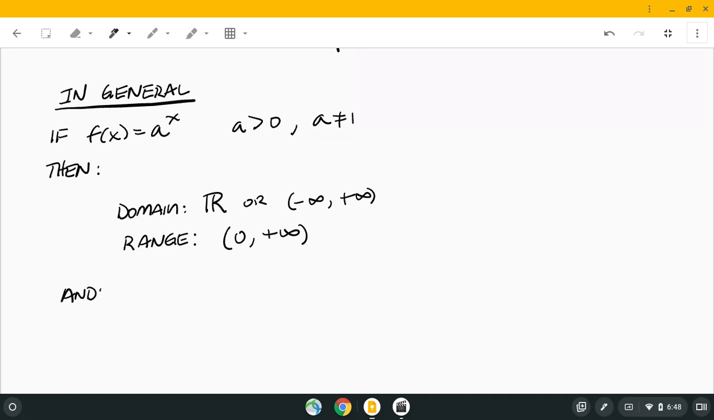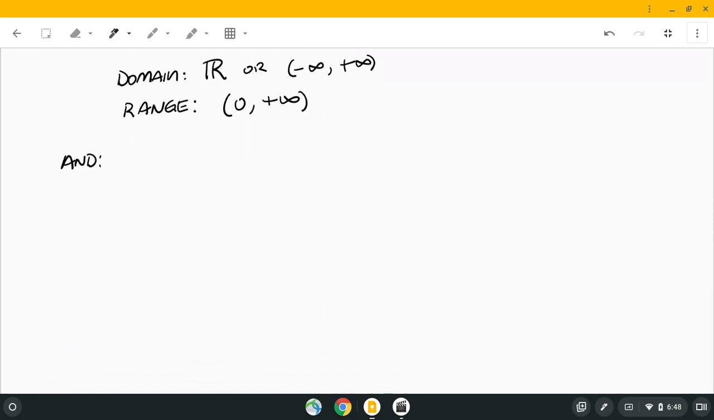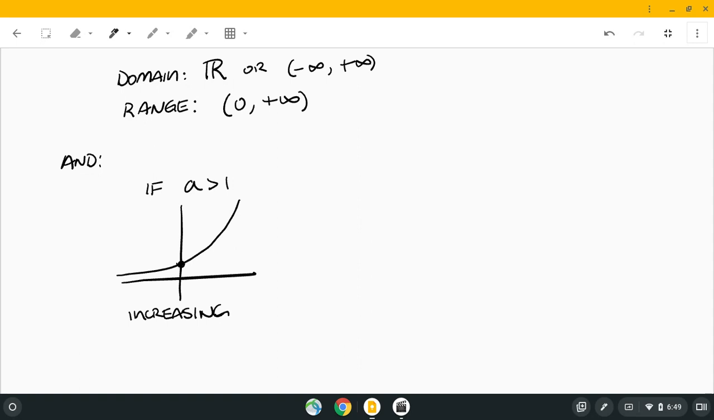And if a is greater than 1, then we'll have exponential growth. Okay. So we will have that, where this is 1. So it is increasing, and we call this exponential growth.